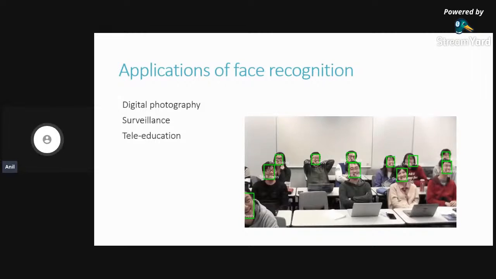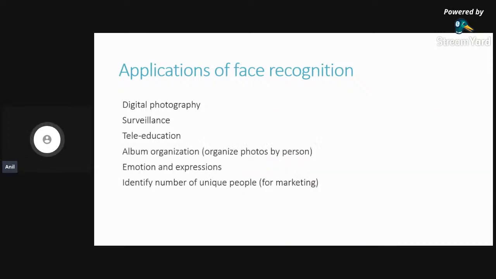If you find this tutorial very useful, you can develop such systems and sell them and make a business out of it. There are many popular applications. For example, album organization. If you have lots of images, you can organize these photos by recognizing persons. If it's person A, I will put all the images of person A in one folder, and all the images of person B in another folder, and so on.